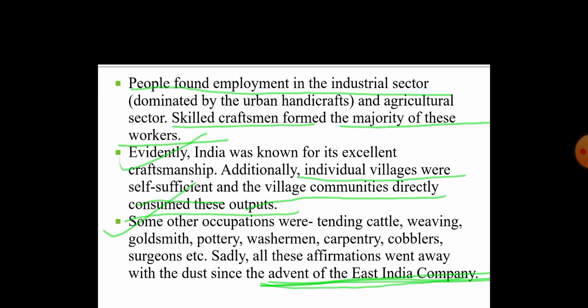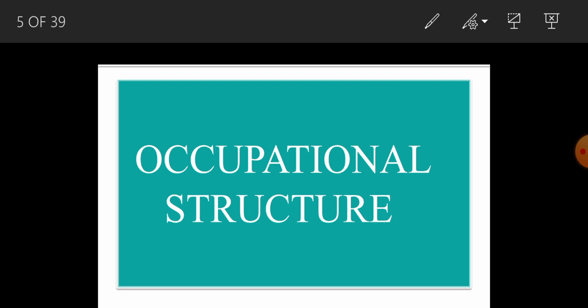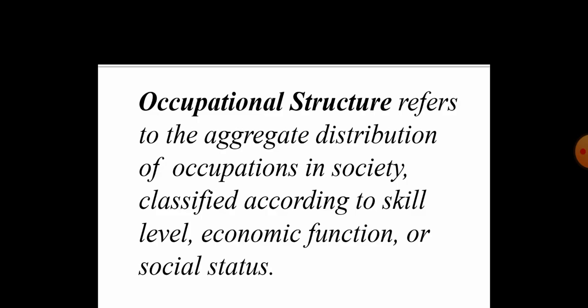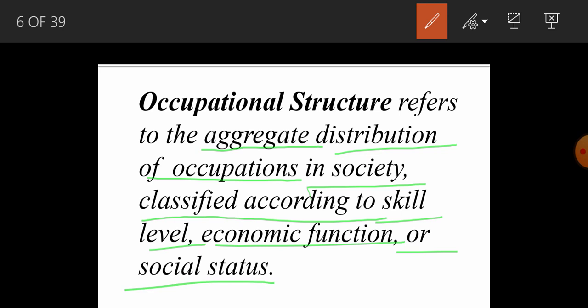Now let's see the next slide. Now we will talk about what is occupational structure. What do you mean by occupational structure? So here it says occupational structure refers to the aggregate. Aggregate we already know as a whole or in totality. Aggregate distribution of occupations in society, means in total what is the distribution of the occupations, the employment in society, classified according to the skill level, economic function, or the social status.